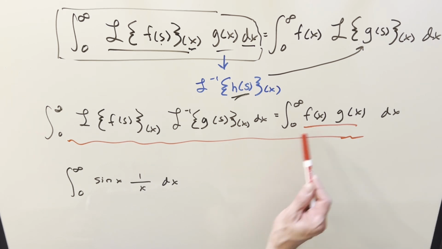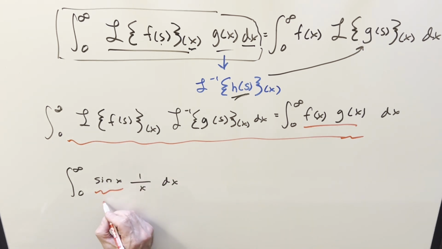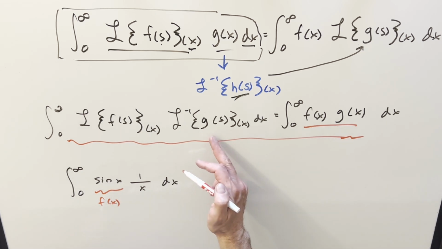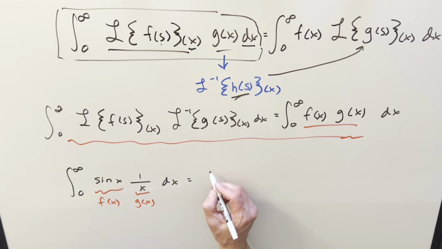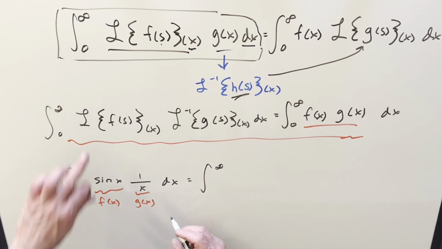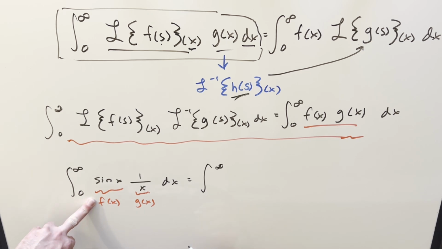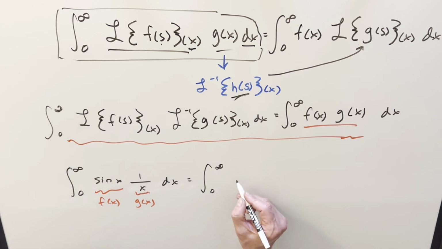For the f piece, we want to be able to take a Laplace transform. Well, it's easy to take the Laplace transform of sine. And for our g of x, we want to be able to take an inverse. Well, this thing is going to be easy to invert right here. So if I do this, what's going to happen? First, the Laplace transform of sine x, that's what we saw before, is going to be 1 over s squared plus 1. We'll deal with s right here, so I'll write it as 1 over s squared plus 1.